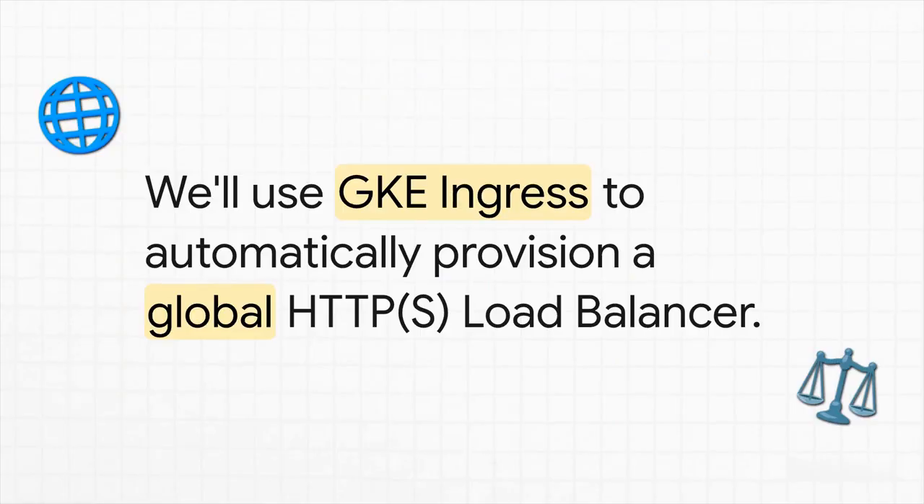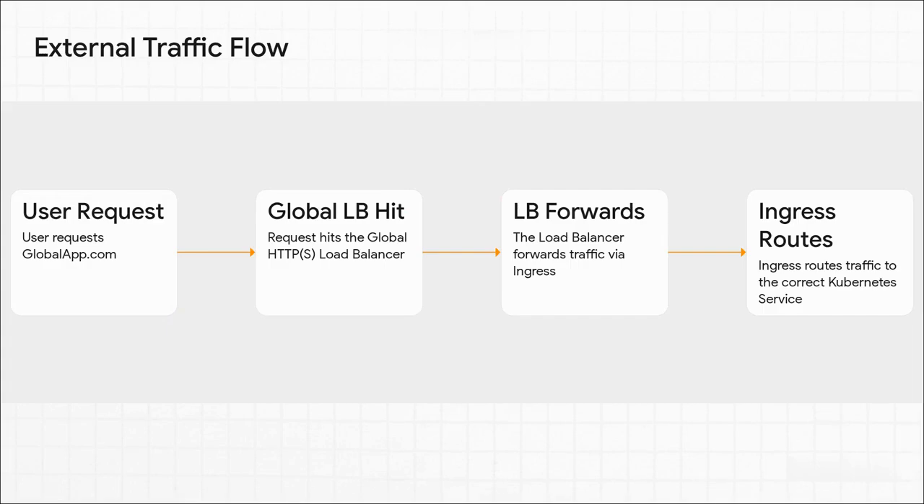And here is the real game changer. When we use GKE's native Ingress controller, it automatically provisions a Google Cloud Global HTTPS load balancer for us. And what that gets us is a single global IP address that serves our traffic from Google's edge locations all around the world. So let's trace a request real quick.